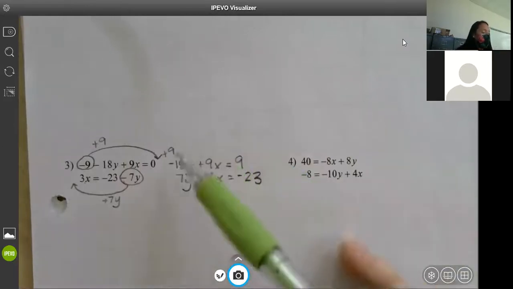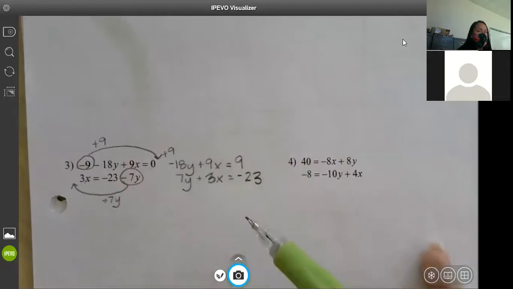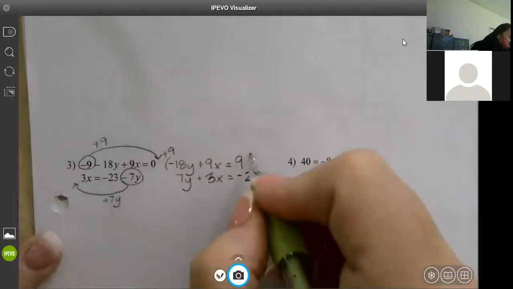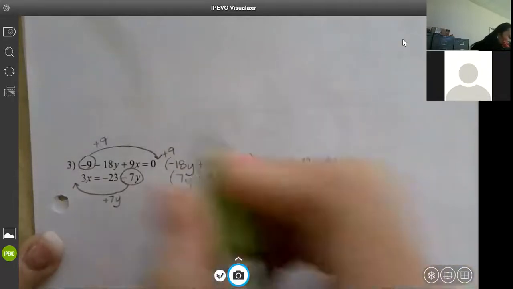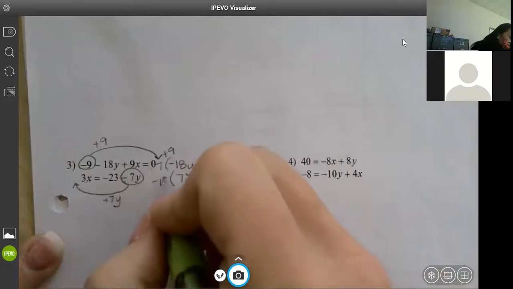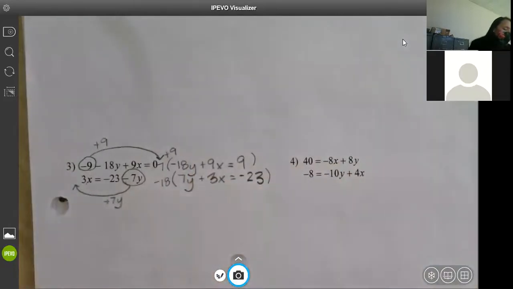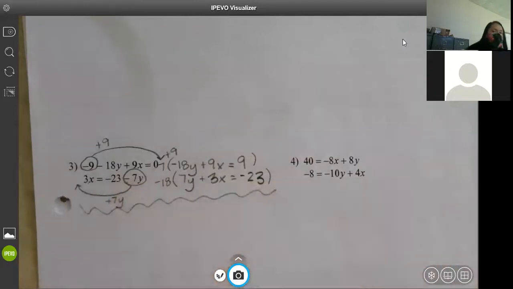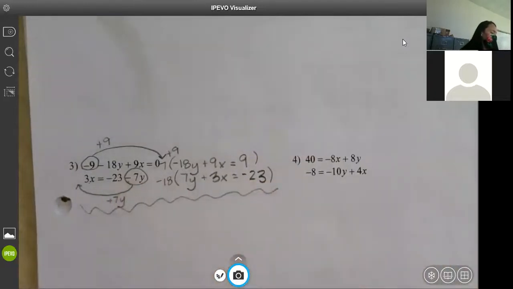Think about yesterday. If there's anything the same that we can mark out, or if we just change the signs, then we want to do that. But on this one, it's not. So we have to switch the front numbers, 7 and negative 18, and then distribute and solve.